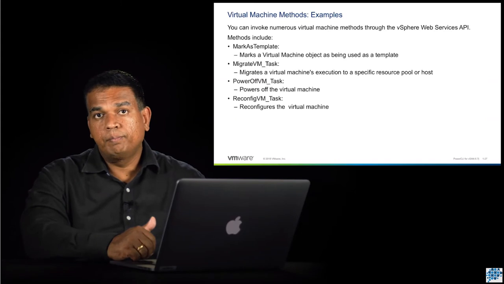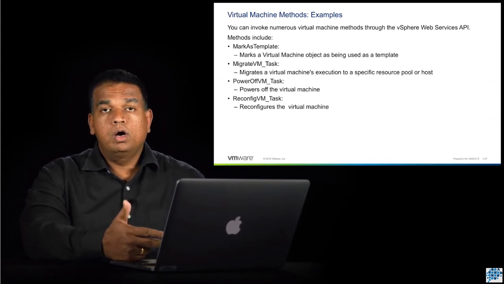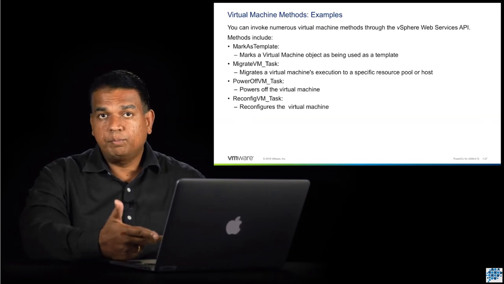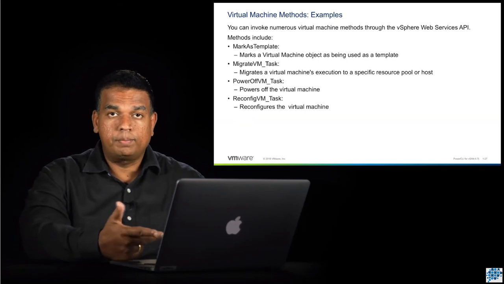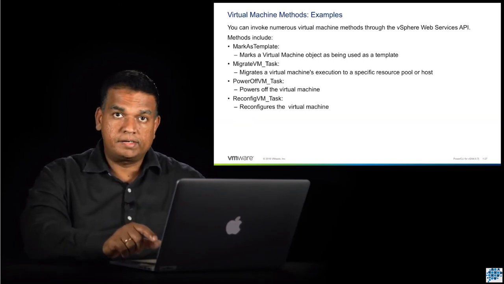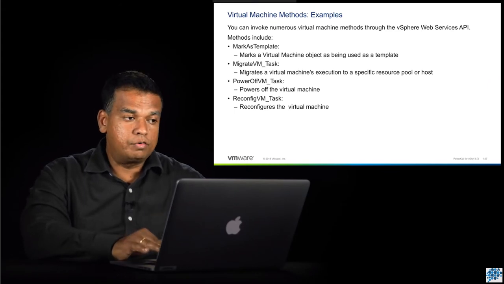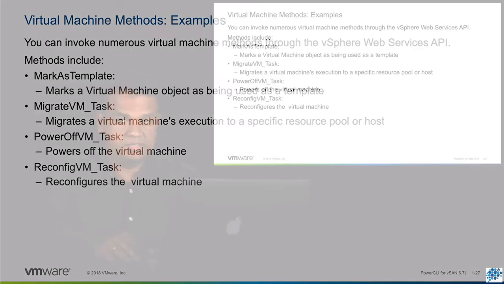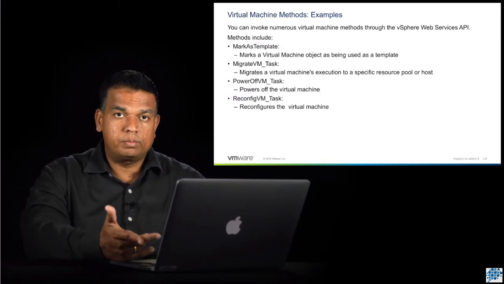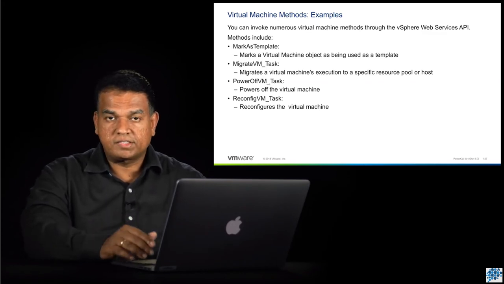Here we see some of the things which you can actually do with the Managed Object Browser, and one of the very important things is invoking methods. So what is a method? A method is basically any kind of operation or action you perform on an object. For example, in the case of a virtual machine, you have methods available like mark as template, migrate virtual machine, power off virtual machine, or reconfigure a virtual machine. These are the methods available for a virtual machine. Similarly, every object in the Managed Object Browser inventory will have its own methods where you can perform various tasks on them.